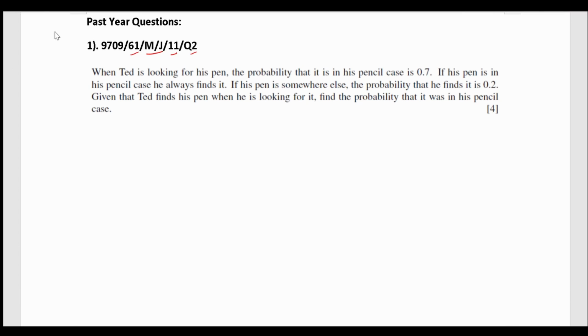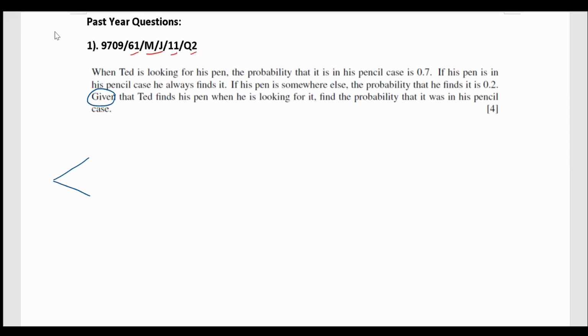When Ted is looking for his pen, the probability that it is in his pencil case is 0.7. If his pen is in his pencil case, he always finds it. If his pen is somewhere else, the probability that he finds it is 0.2. Given that Ted finds his pen when he is looking for it, find the probability that it was in his pencil case. Okay, to answer this question, we will try to illustrate a tree diagram.